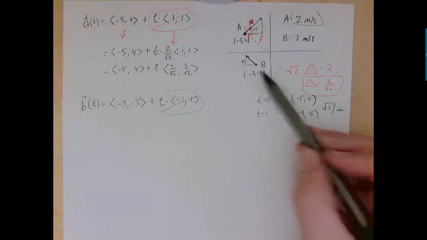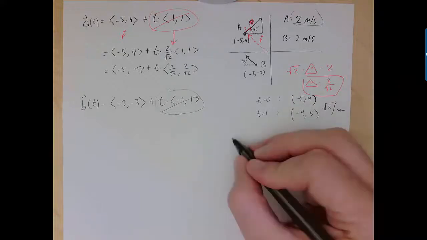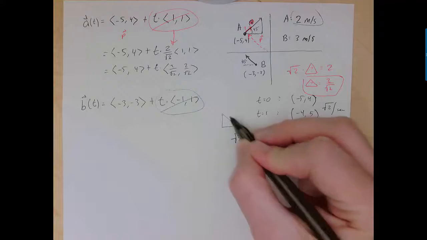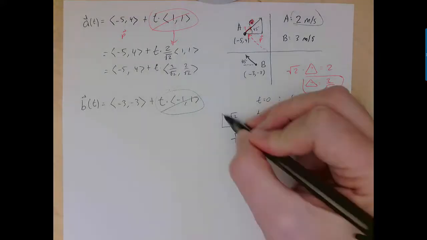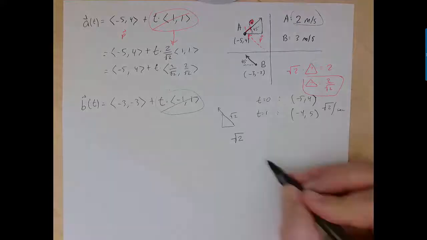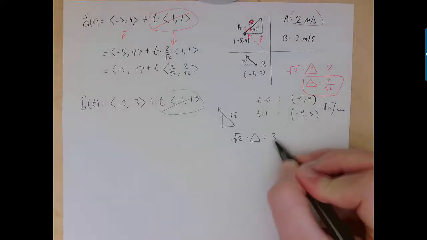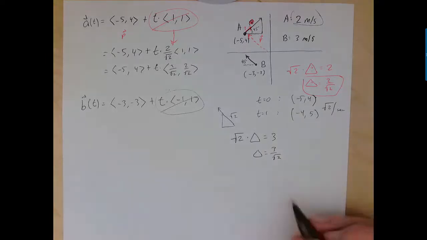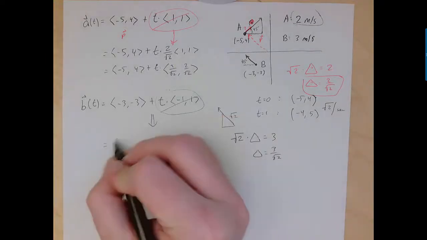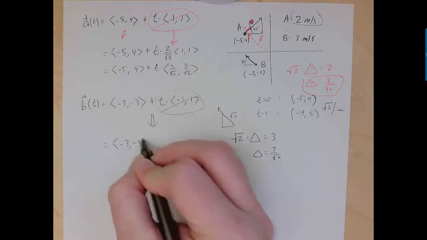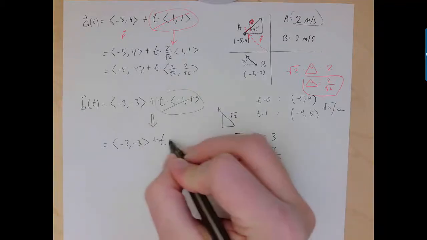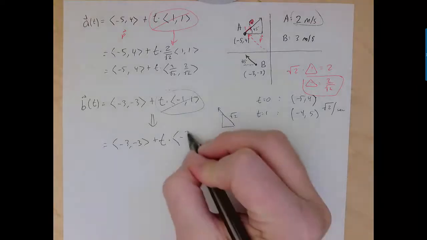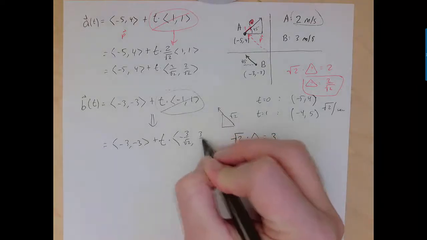I want this one to be moving at a speed of 3. So if I've got a hypotenuse of root 2 and I want to rescale it so that it's length 3, I have to multiply it by some mystery scale factor, which is equal to 3 over root 2. So I can rewrite this as -3, -3 plus time times the scale factor multiplied in, so -1 times 3 over root 2, and 1 times 3 over root 2.